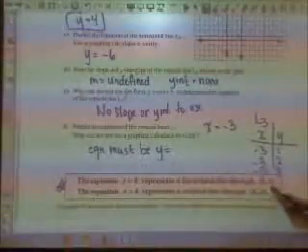The equation of a horizontal line can be written in the form of y equals k. And it's a horizontal line that goes through the point 0 and k. So it goes through the y-intercept. A vertical line can be written in the form of x equals k, where the vertical line goes through the x-intercept. Okay?